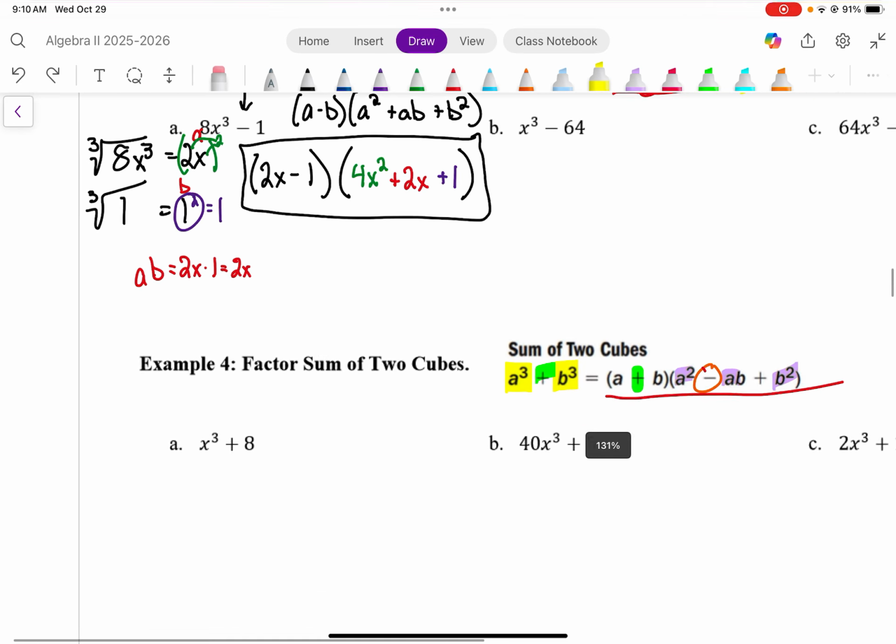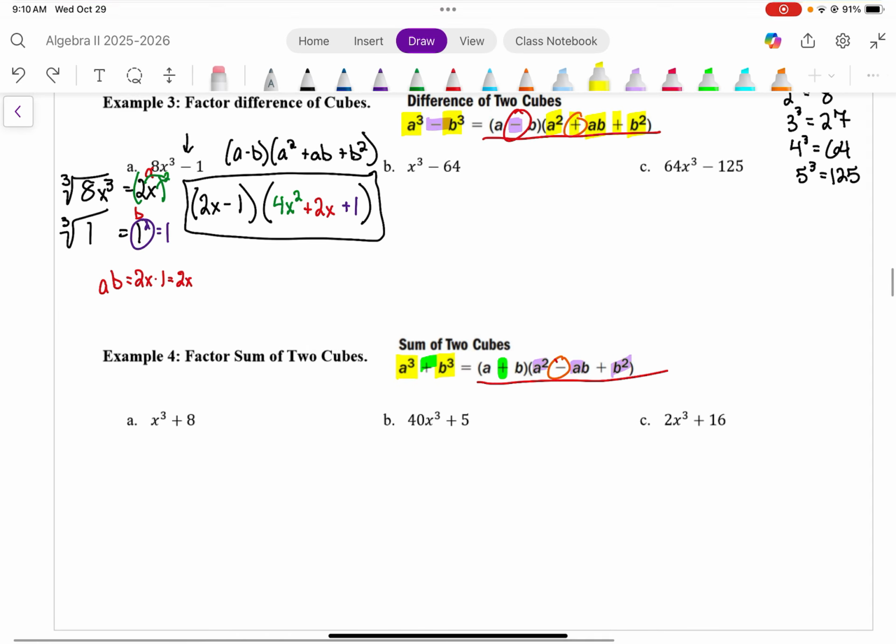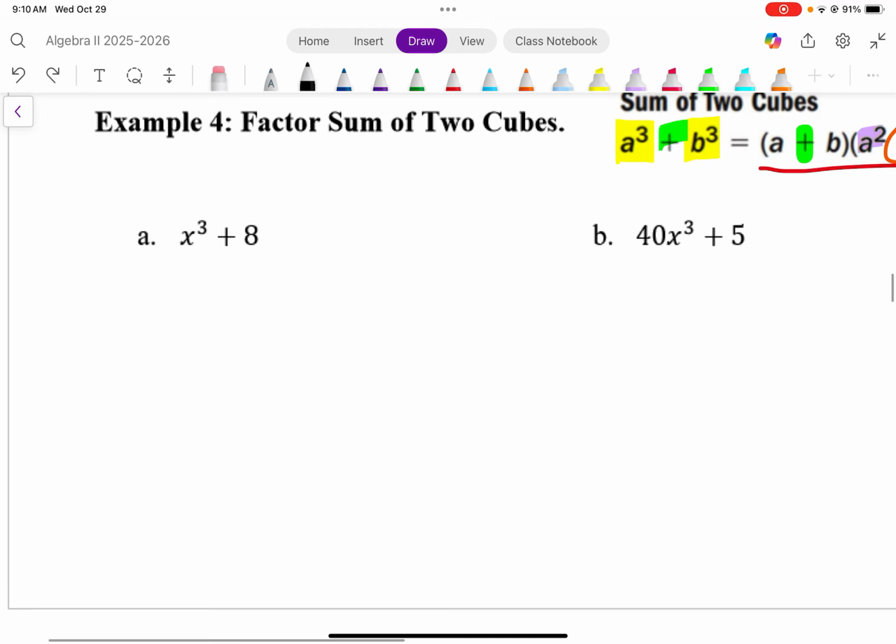All right, now let's look at a sum of 2 cubes. These ones are kind of the same approach. So we have 2 terms. 8, I know, is not a perfect square, so right away I'm not doing squares. So I'm going to check, are these perfect cubes?